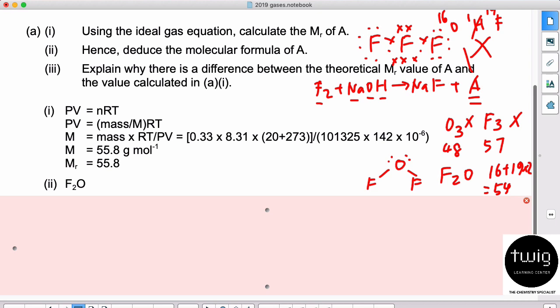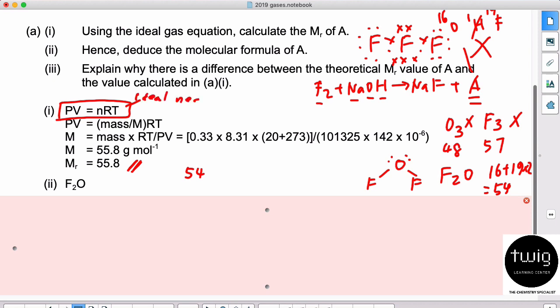Okay, now the last part. Explain why there's a difference between the theoretical Mr and that calculated. The theoretical Mr is 54, and this is the value calculated. They're trying to say, why is there a difference? Again, the same concept. Once you use PV = nRT, you're assuming what? The gas is ideal, right?